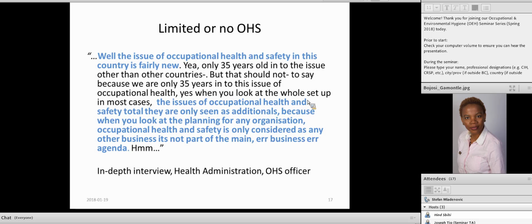All right, I wanted to share some of the quotes that came out from the data, in particular on limited or no occupational health services. This person, a health administrator, the occupational health and safety officer, said the issue of occupational health and safety in this country is fairly new. He goes on to say that occupational health and safety is only seen as an additional, because when you look at the planning of any organization, it is only considered like any other business. It's not the main part, not part of the business agenda. That shows the reason why there's limited or no occupational health.